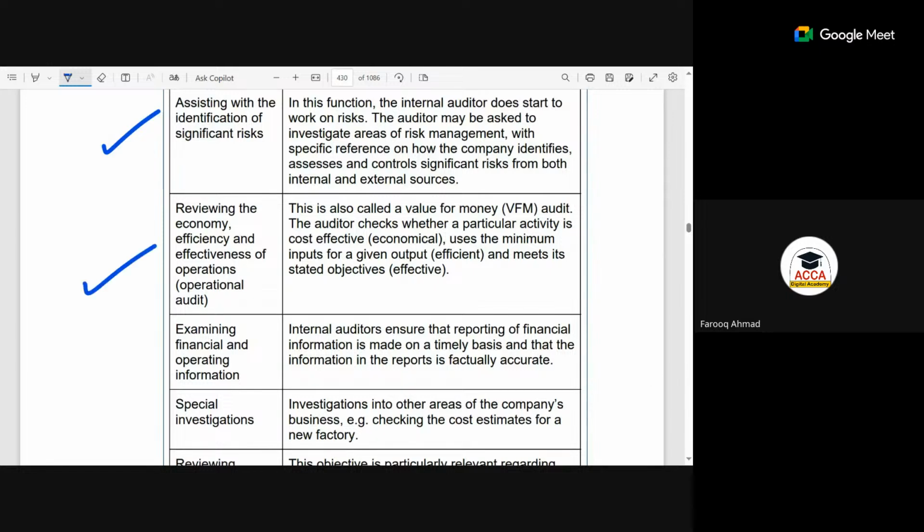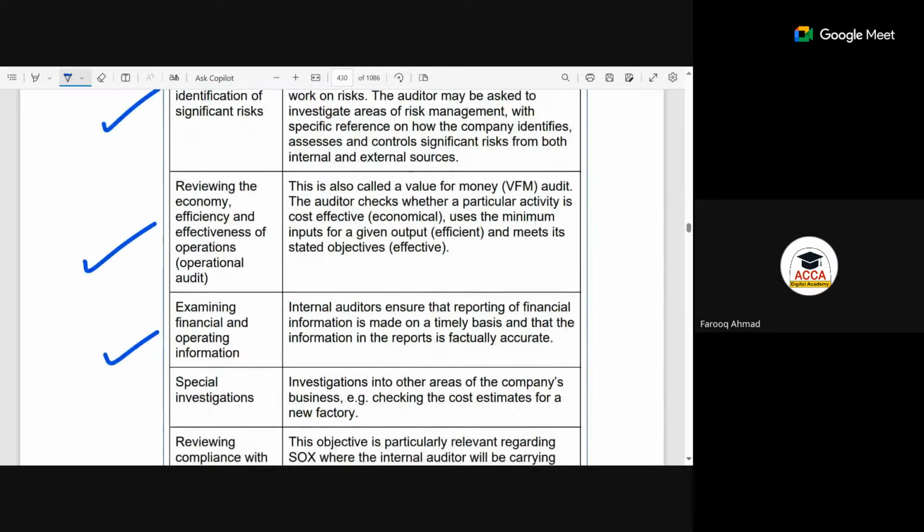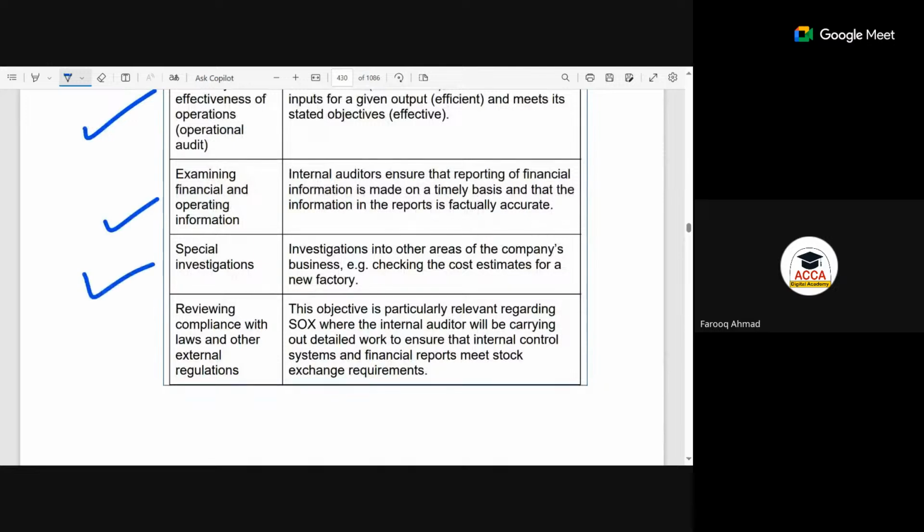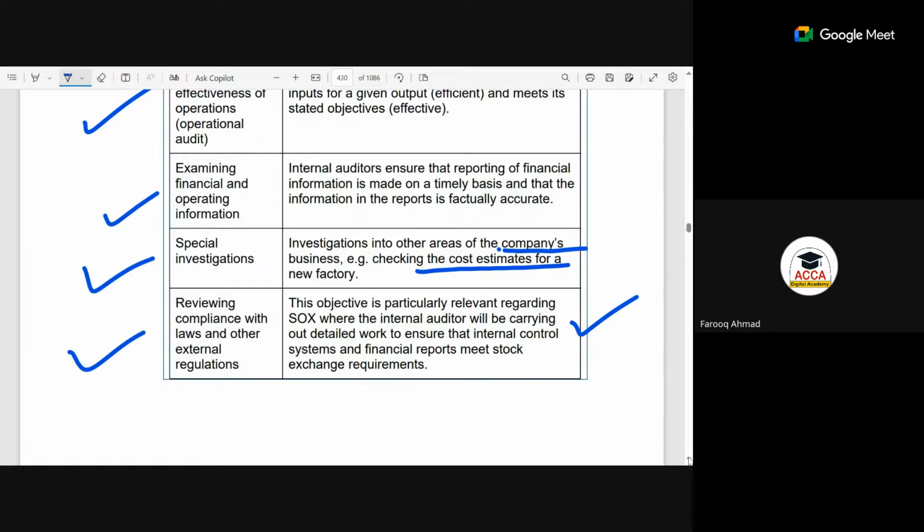Okay. And then examining financial operating information, special investigation into areas of the company's business, for example, checking the cost estimate for a new factory, reviewing compliance with the laws and external regulations, SOX, Sarbanes-Oxley, as we discussed. This is from the USA point of view.